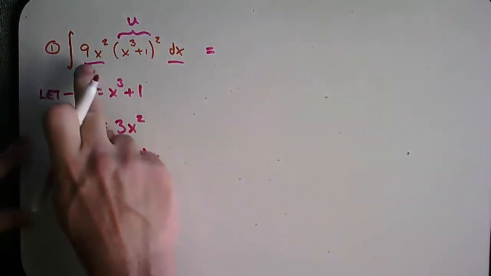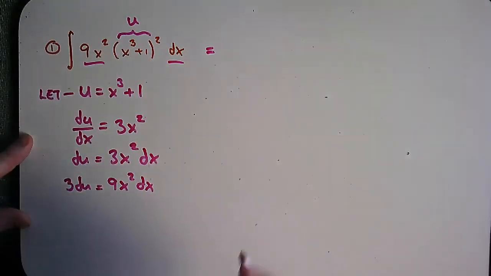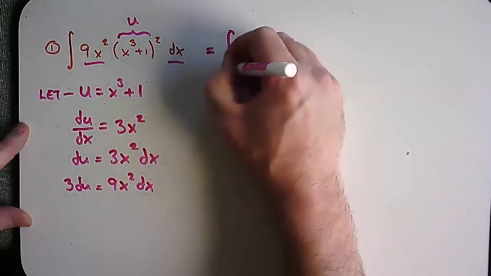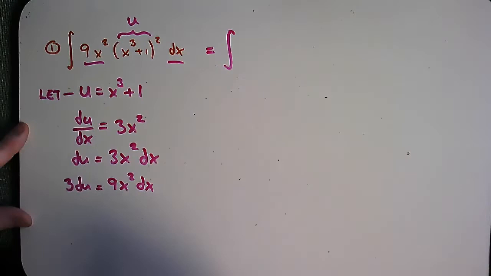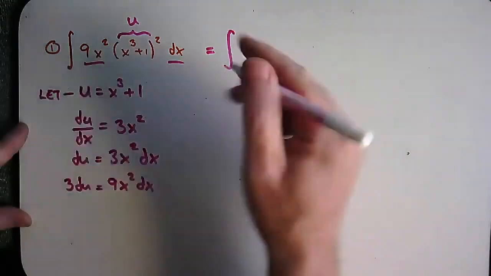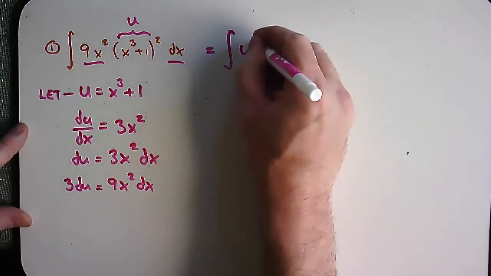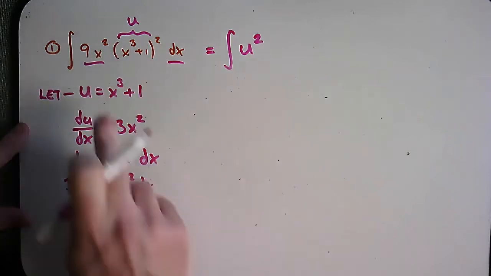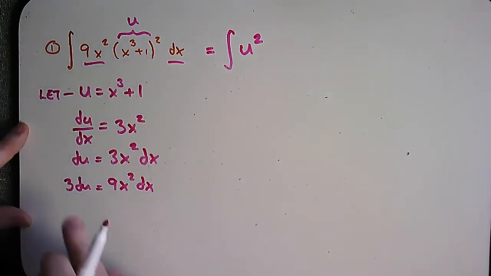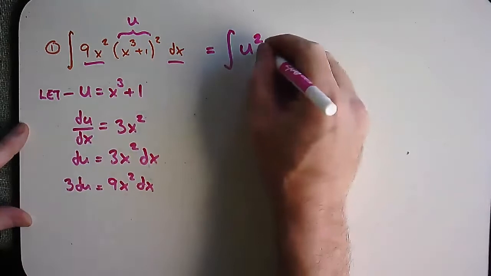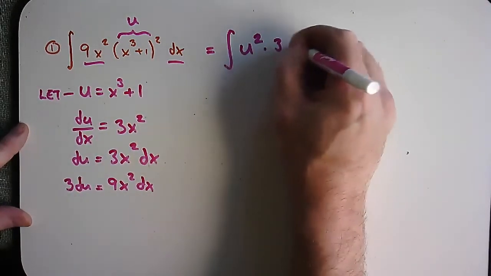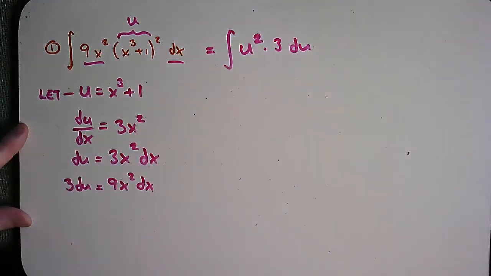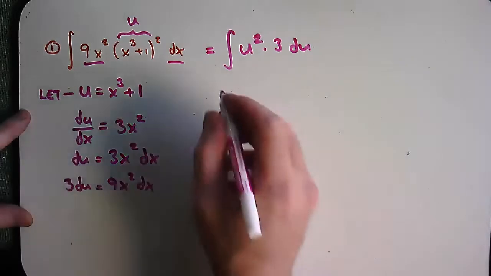So since I've now figured out a way to substitute out all my x's, I can rewrite this integral strictly in terms of u. So I have the integral of, let's see, there's u squared, right? That's my u squared right there. And then the 9x squared dx altogether, that constitutes 3 du. So times 3 du. And that's a way easier antiderivative to do, right? It's just the power of u. We're going to bump it up by 1 and divide by that new power.